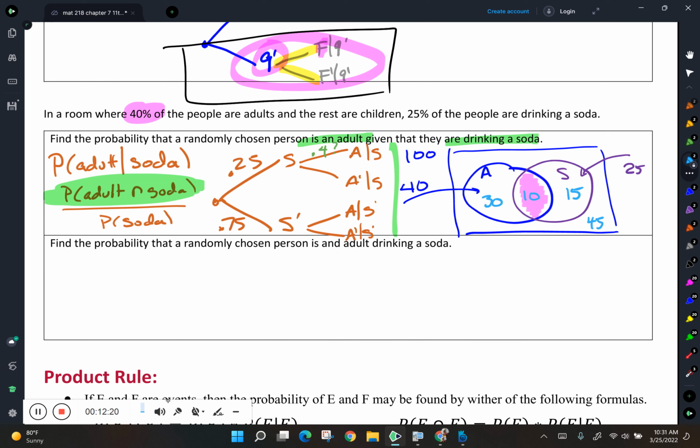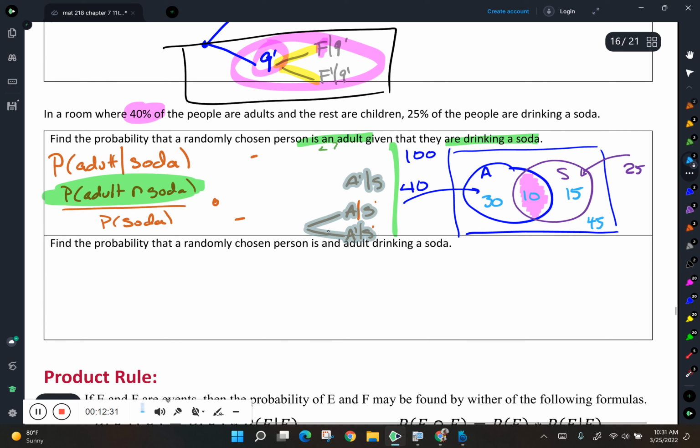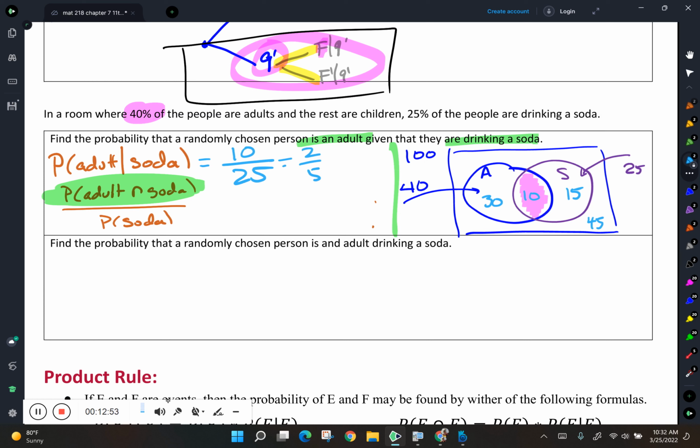So now I can go ahead and try to figure out the probability that I'm trying to calculate. Since this tree diagram didn't help me at all, I'm just going to get rid of it. And I'm going to say that the probability that someone is an adult, given that they are drinking soda, is going to be 10 out of 25, which reduces down to, what is that? That's going to be 2/5. Okay.